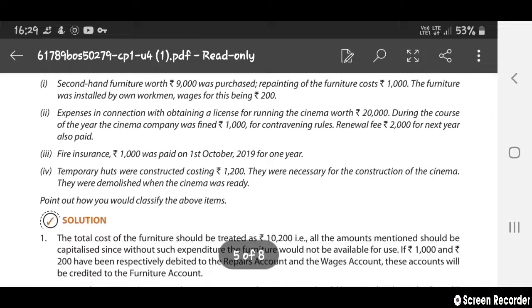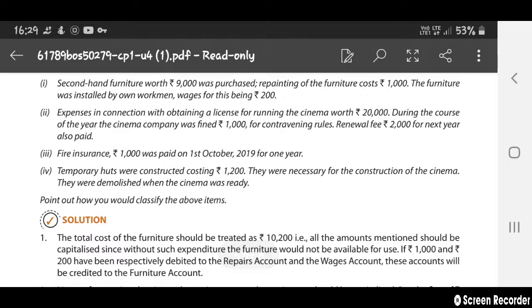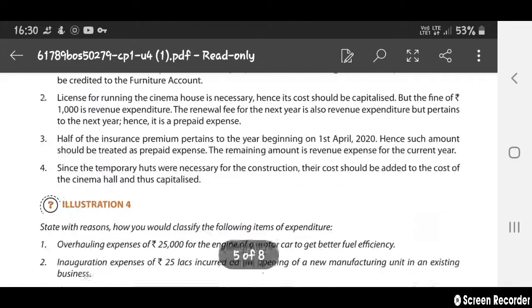Next, expenses in connection with obtaining a license for running the cinema, worth rupees 20,000. During the course of the year, the cinema company was fined rupees 1,000 for contravening rules, and renewal fees of rupees 2,000 for next year were also paid.